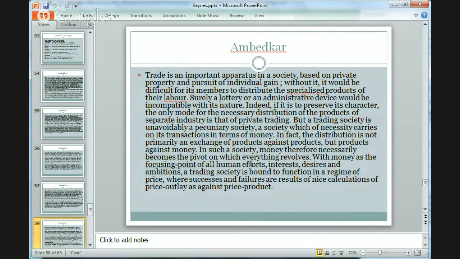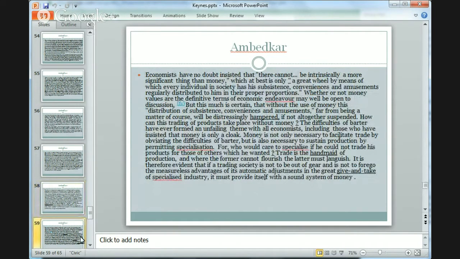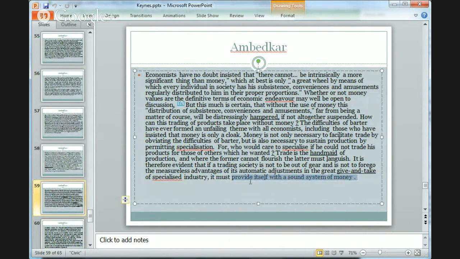With money as the focusing point of all human efforts, interests, desires, and ambitions, a trading society is bound to function in a regime of price, where the successes and failures are a result of nice calculations of price outlay as against price product. So here Ambedkar basically explains why prices are important in society and how the entire economic activities of men revolve around money. And he mentions that without a sound money system this cannot happen.